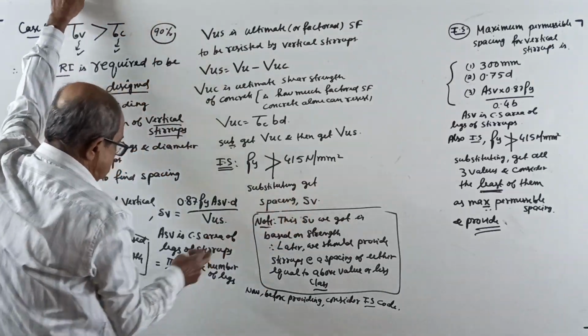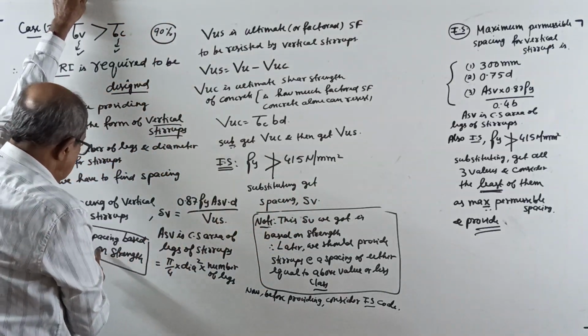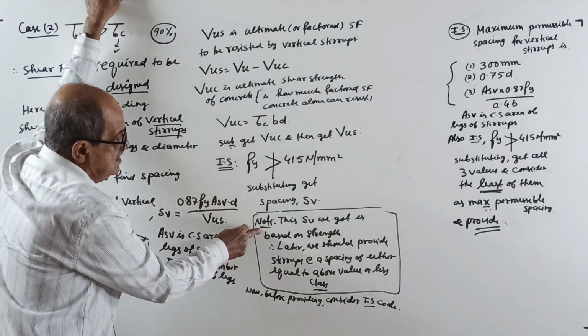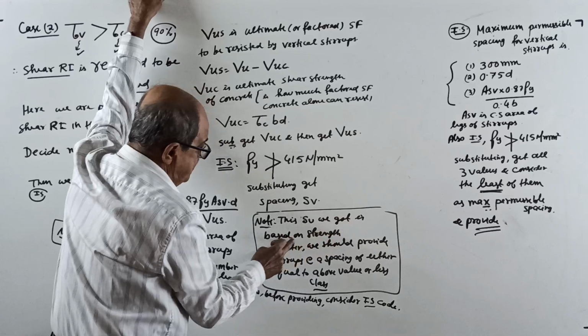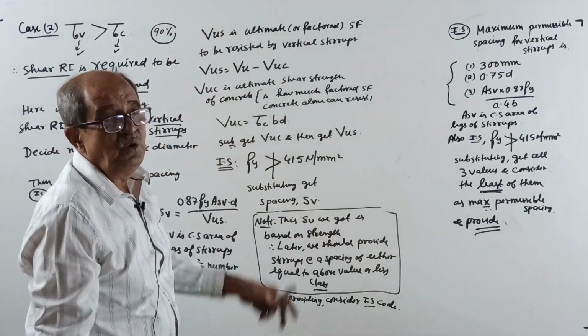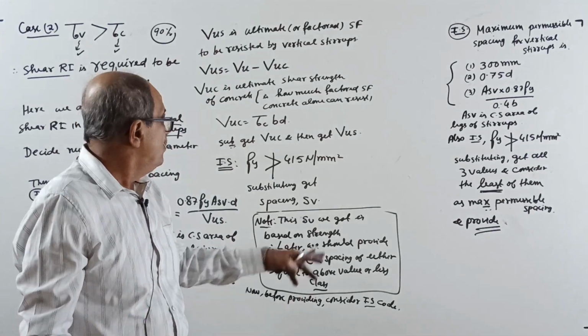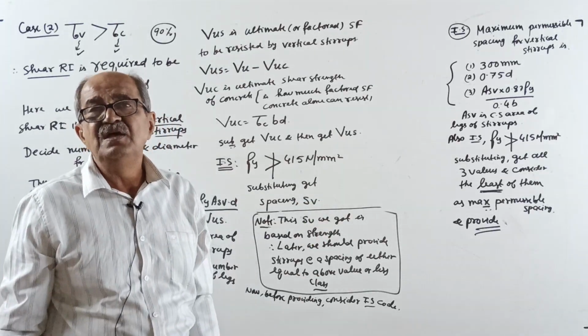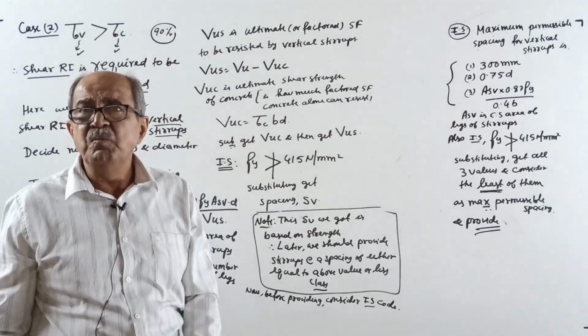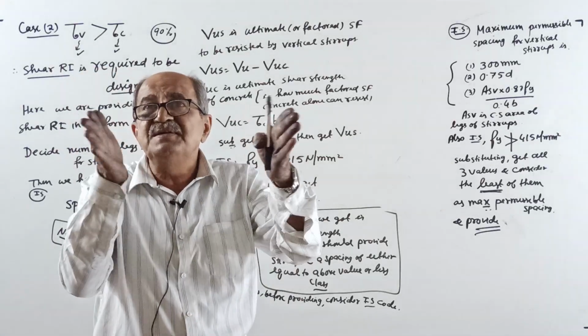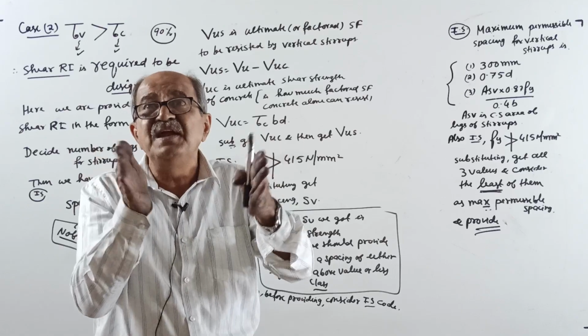Substituting, we get the spacing SV. Now, very important, this spacing is based on strength. Once again, note this SV we get is based on strength, so whatever spacing comes, you should be careful. Whatever shear steel comes here, you should provide either equal or more. Providing more shear reinforcement means what? Bring the stirrups closer.